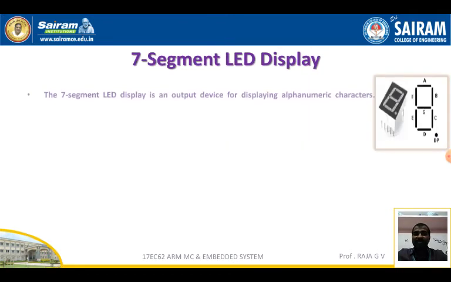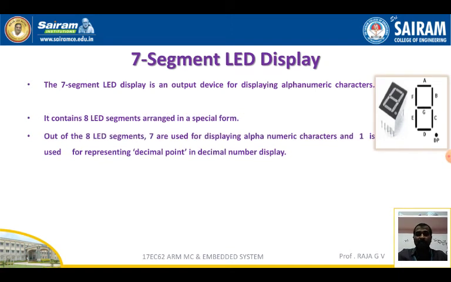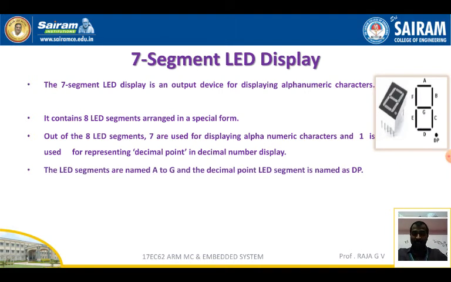Next one is the 7-segment LED display. A 7-segment LED display is an output device for displaying alphanumeric characters. We have 8 LED segments arranged in a special form like A, B, C, D, E, F, G, and we have a DP decimal point also. Out of the 8 LEDs, 7 LEDs are used for displaying the alphanumeric character and one is used for representing the decimal point in the decimal number display.